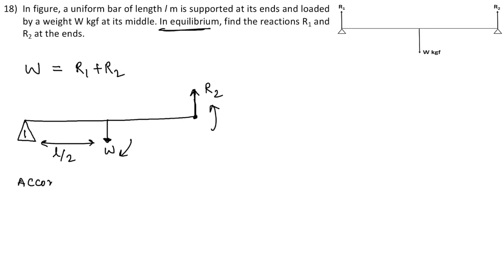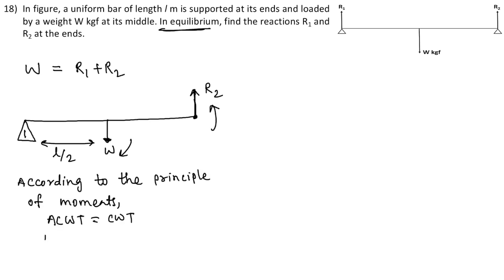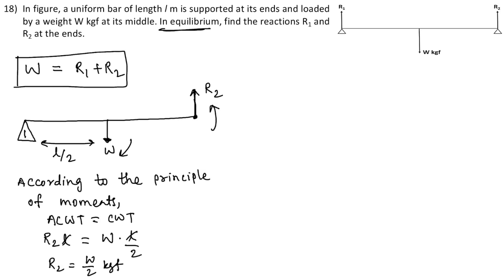So we can say according to the principle of moments, anti-clockwise torque is equal to clockwise torque. Anti-clockwise torque is due to R2, its distance from the fulcrum is L, clockwise torque is due to W, and its distance from the fulcrum is L by 2. So R2 becomes W by 2. Once we get R2 as W by 2 kgf, we can use the first relation, W is equal to R1 plus R2 to find out R1. So we say W is equal to R1 plus R2 is W by 2. So R1 also becomes W by 2 kgf.